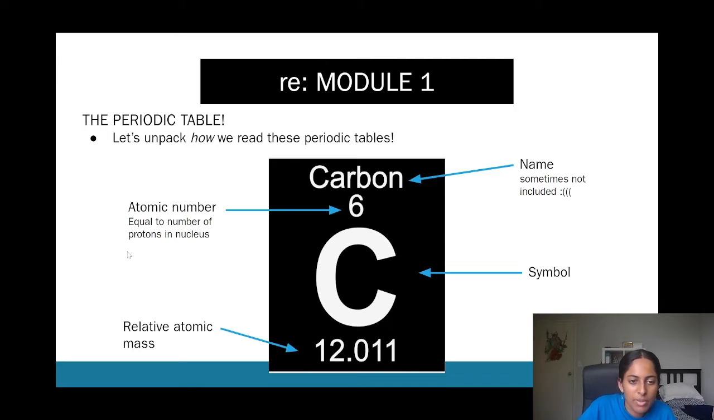And you also have something called an atomic number at the top that's above the symbol, and this is pretty much the amount of protons that is in the nucleus. And then you also have something called the relative atomic mass over here. So that's pretty much the mass of the nucleus that you have in your specific atom. And a nucleus contains both protons and neutrons. Sometimes the name isn't included, unfortunately. So you just kind of got to know what is what.